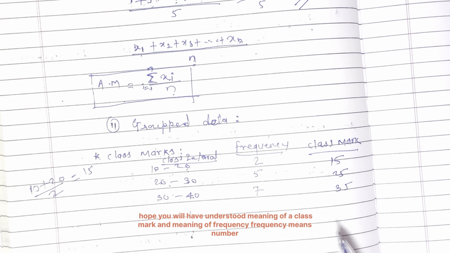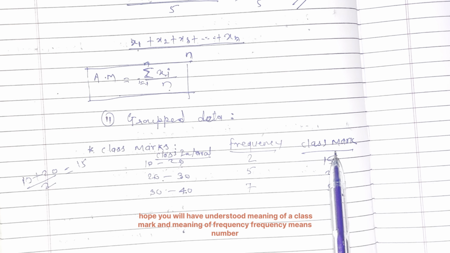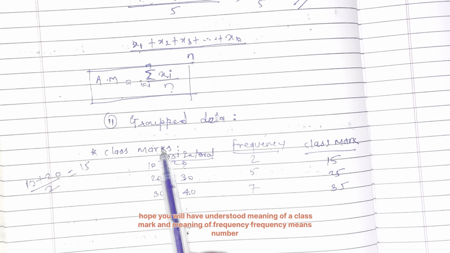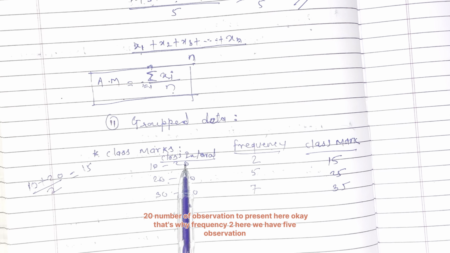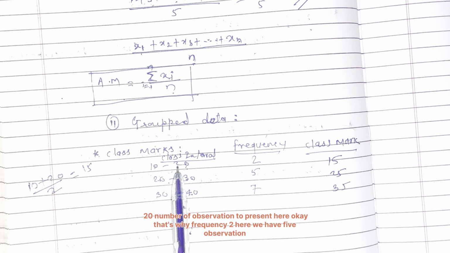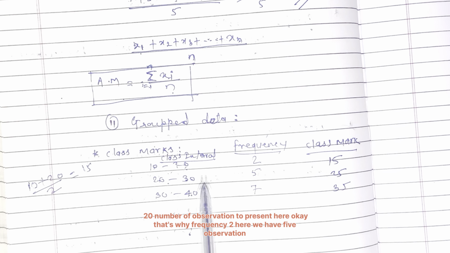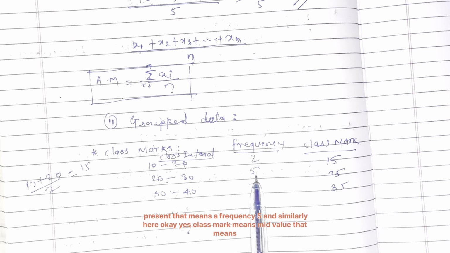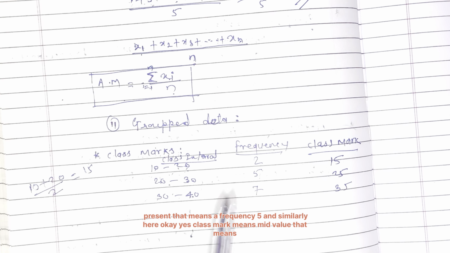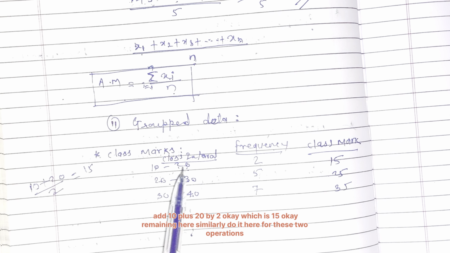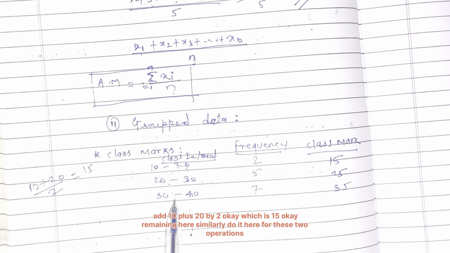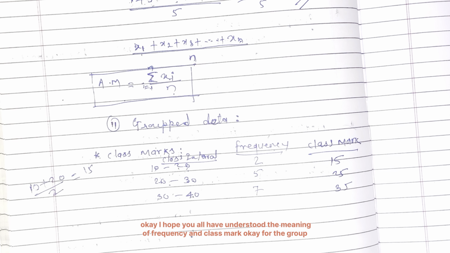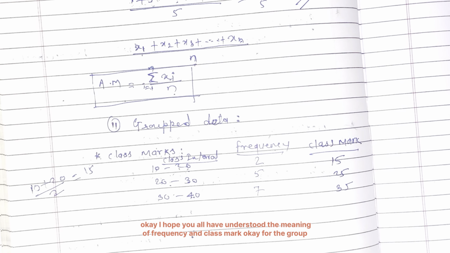I hope you have all understood the meaning of class mark and frequency. Frequency means the number of observations present in a particular interval. Here in interval 10 to 20, 2 observations are present, that's why frequency is 2. Here we have 5 observations, so frequency 5, and similarly here. Class mark means mid value, that is 10 plus 20 by 2, which is 15. Do the remaining two similarly.